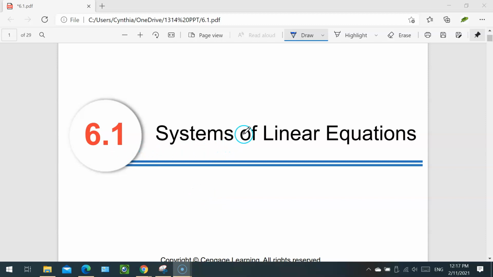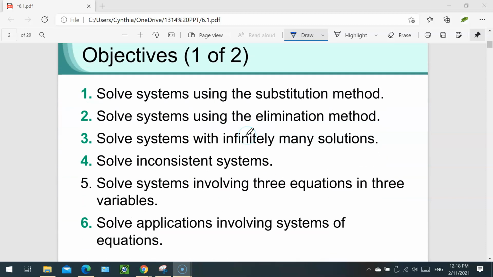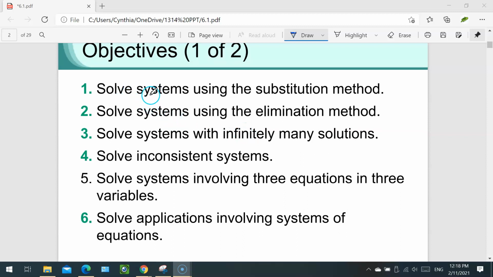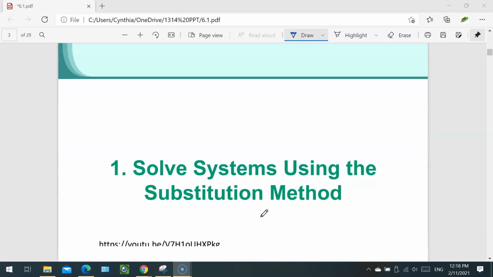6.1 Systems of Linear Equations. In this section, we are going to learn to solve the system using substitution, using elimination, solve the systems with infinitely many solutions, solve the inconsistent system, solve the system involving 3 equations in 3 variables, and then solve for the applications involving the systems of equations.